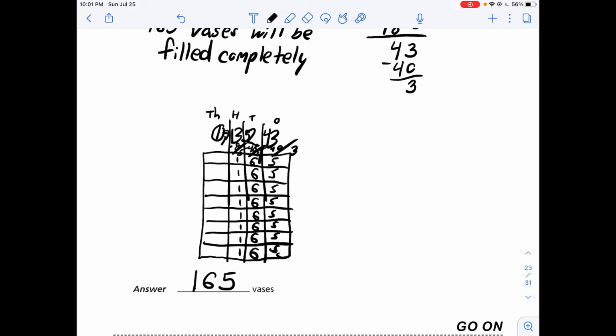165. Okay. So just a reminder, this 1,000 is the same as 10 hundreds. I have 5 hundreds left over, which is the same as 50 tens, and I have 4 tens left over, which is the same as 40 ones.